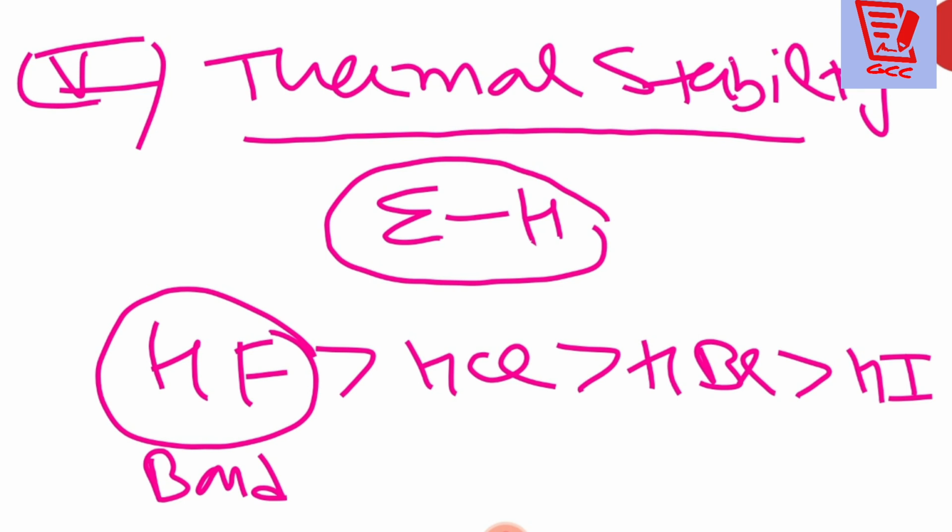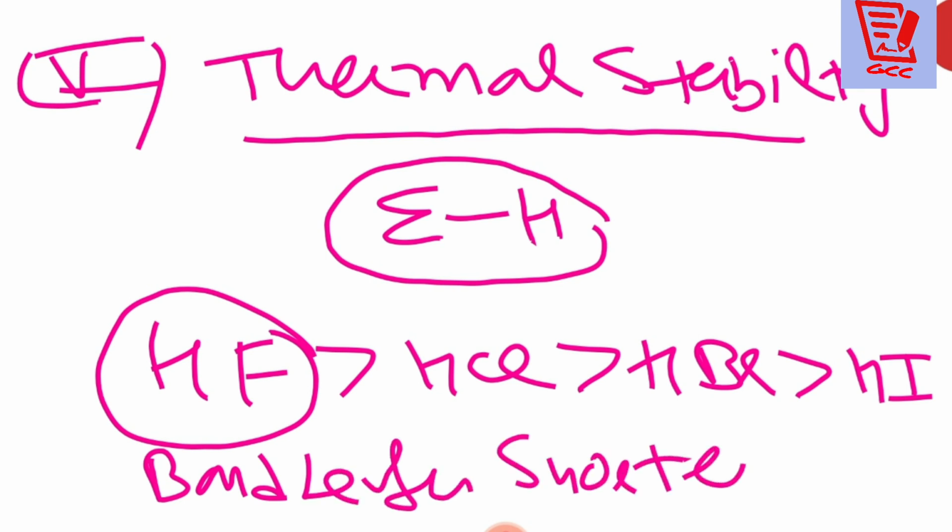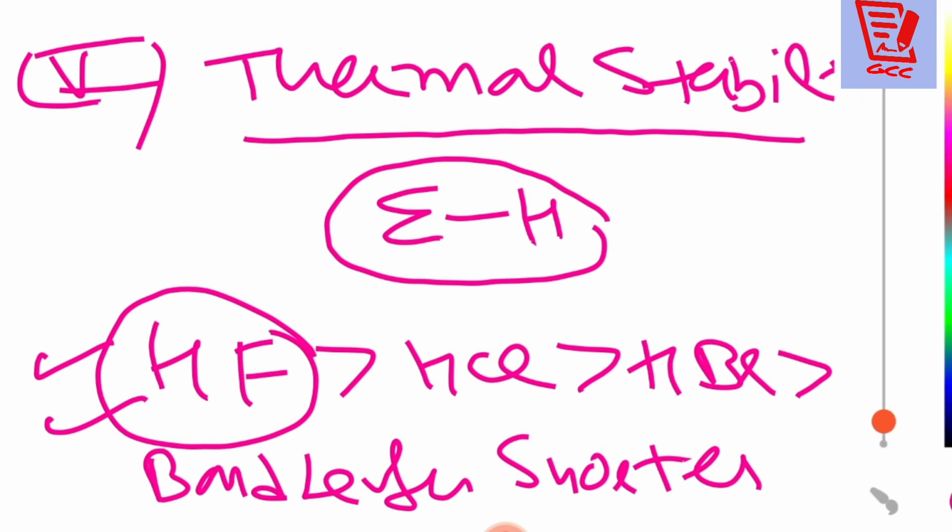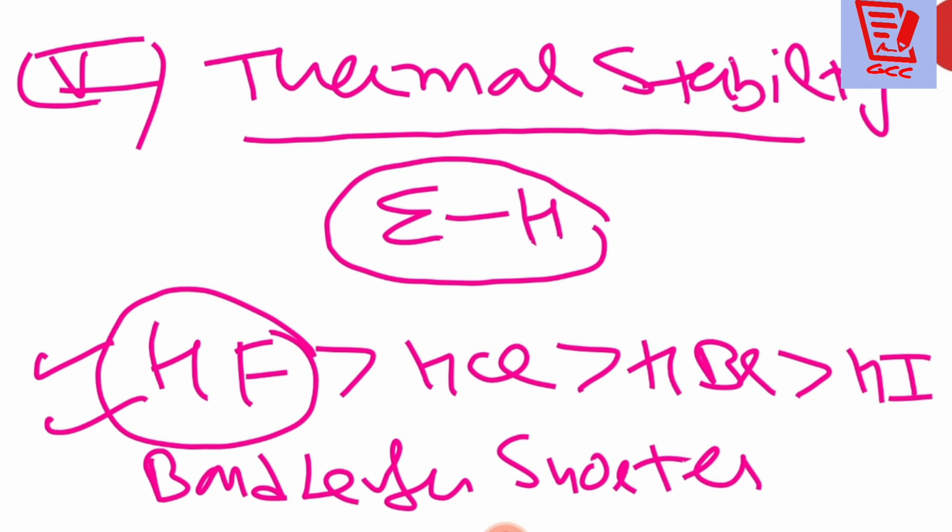Now I told you the bond length is shortest, then the bond is strong, and maximum bond dissociation enthalpy is required to break the bond. Yes or no? That is why HF has the maximum thermal stability and HI has the least thermal stability. Is that clear? Okay, students, the next point is about the reducing character.